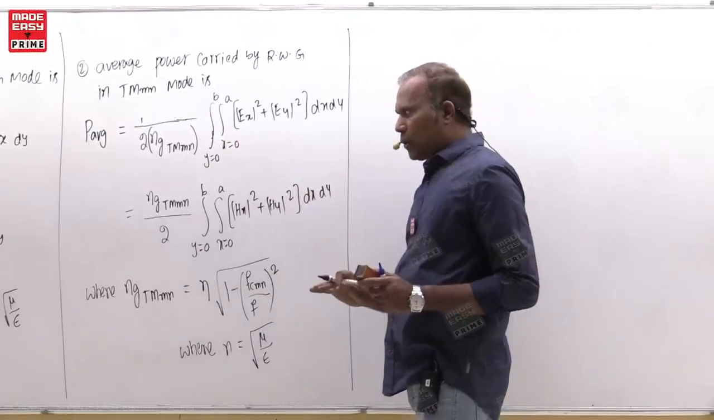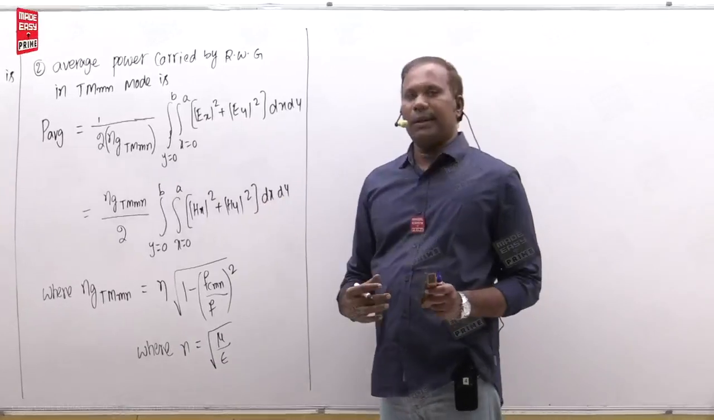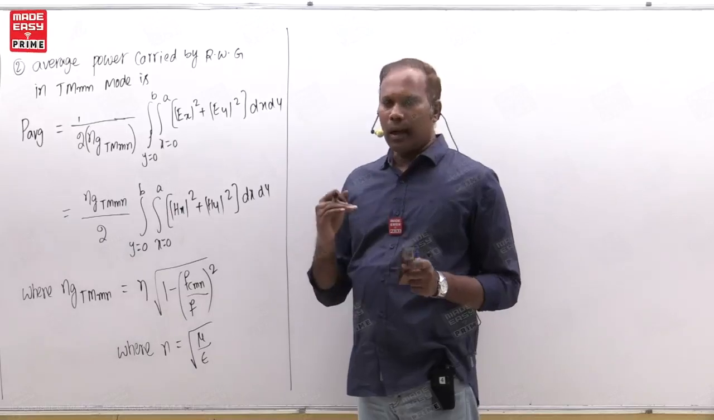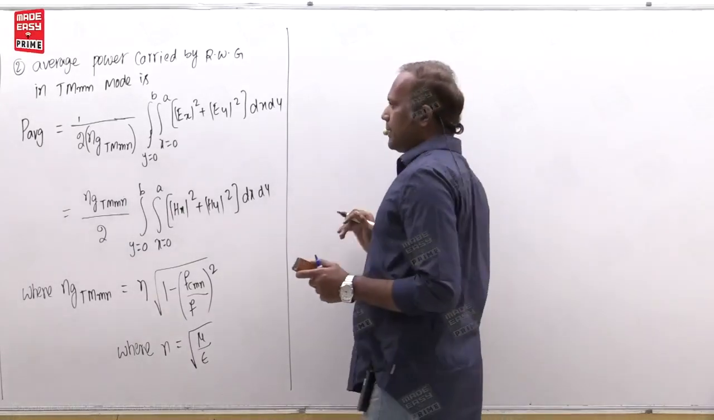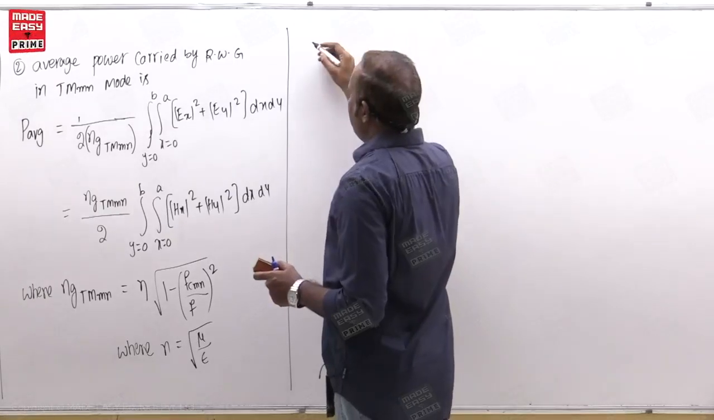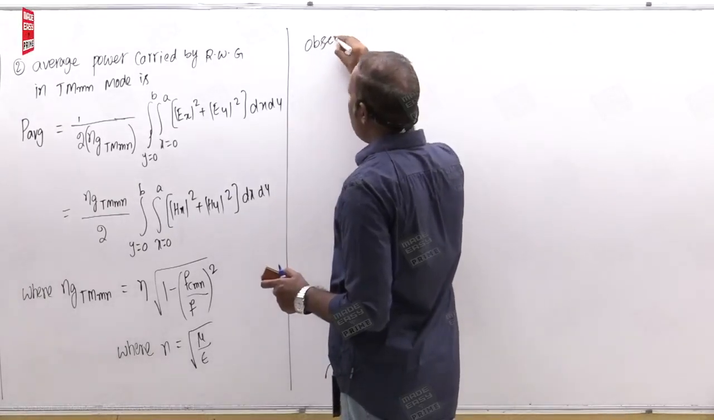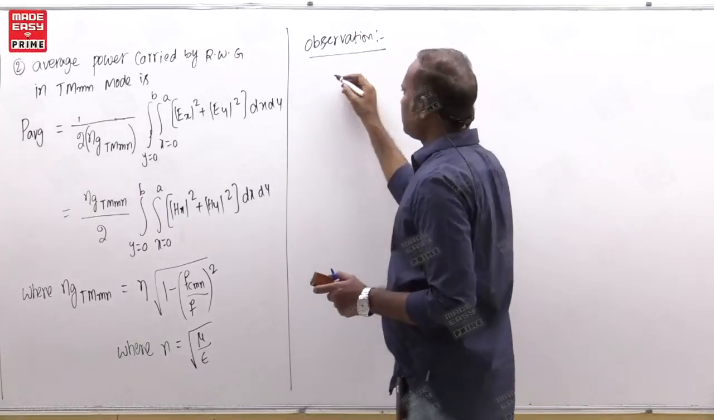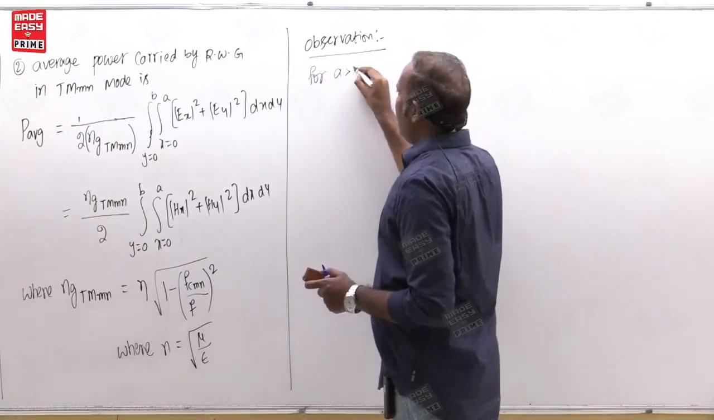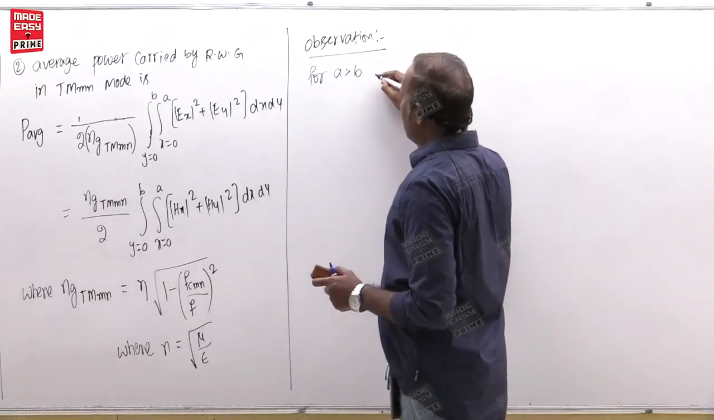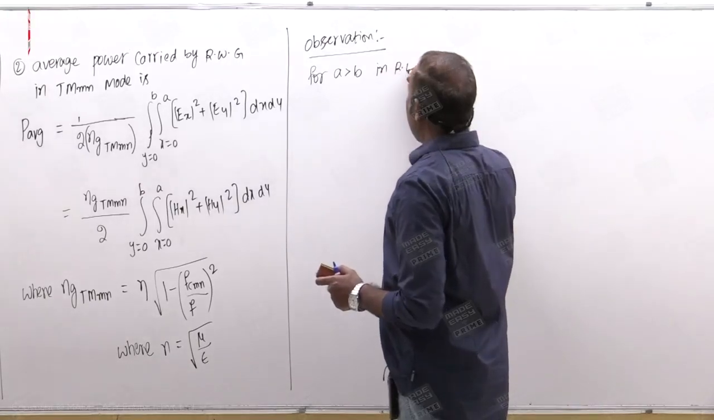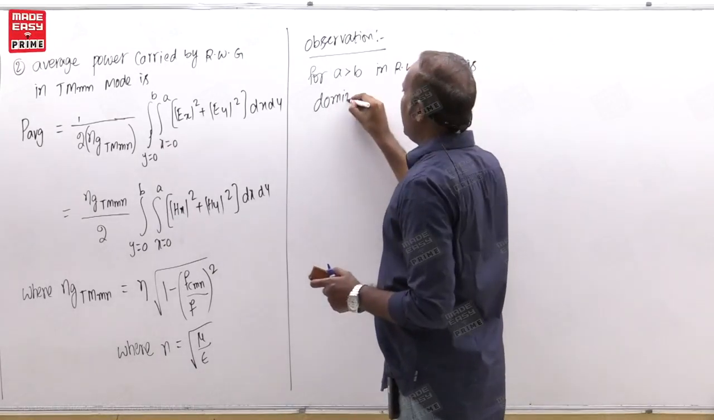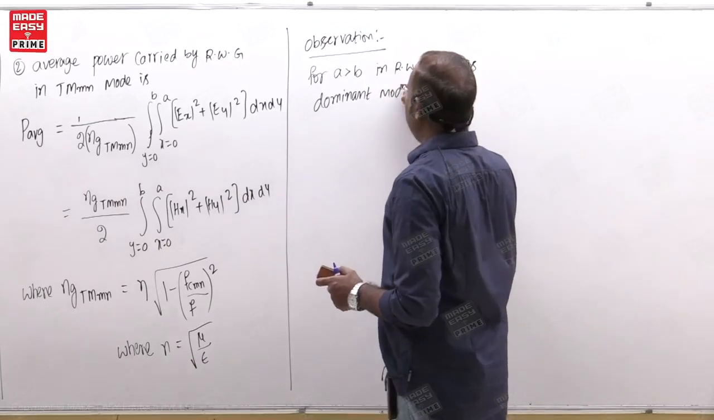No need to remember these formulas, I told you, because these are general equations. Always we send the power in the TE10 mode, the dominant mode, and we will do the derivation for that, right, students. So here also I will write one more observation and I will do the derivation. Final formula I will write in the note. For a greater than b in a rectangular waveguide, TE10 is a dominant mode. Okay.